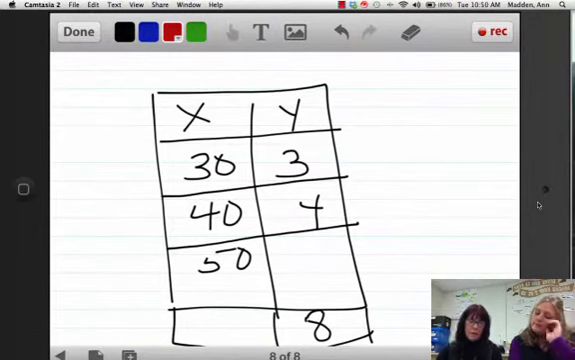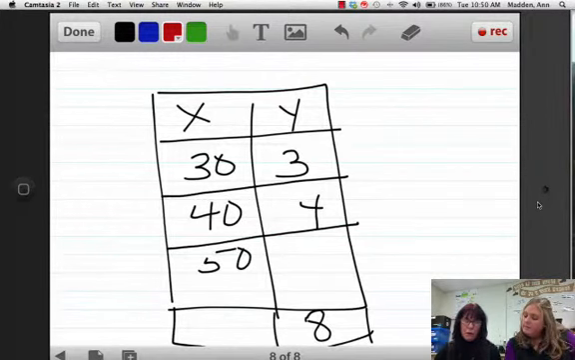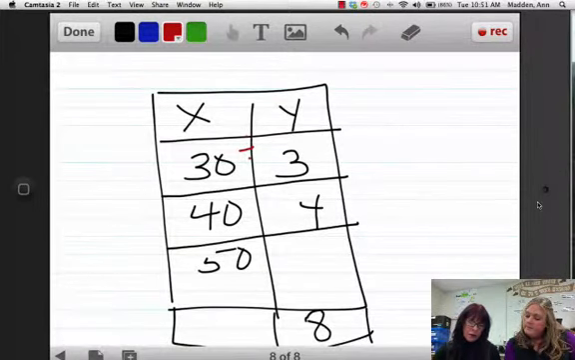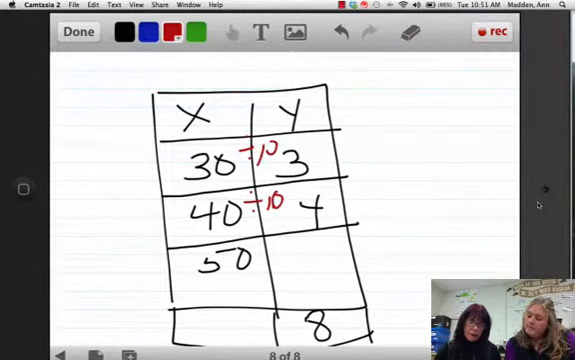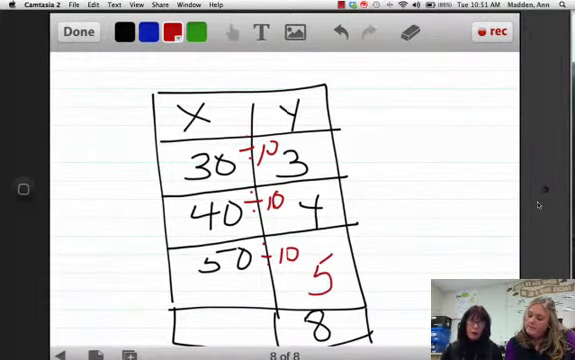Okay, large to small, we're going to either subtract or divide. Well, I'm going to start with division. 30 divided by 10 would give me 3. 40 divided by 10 would give me 4. 50 divided by 10 would give me 5. Okay, so now I'm down to my last number, which is an 8.